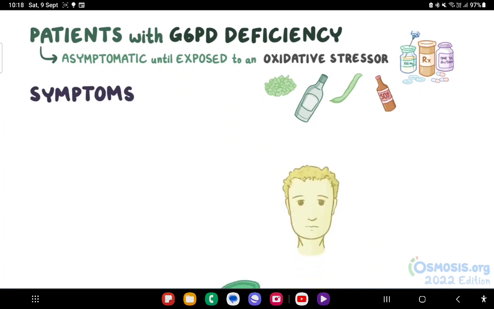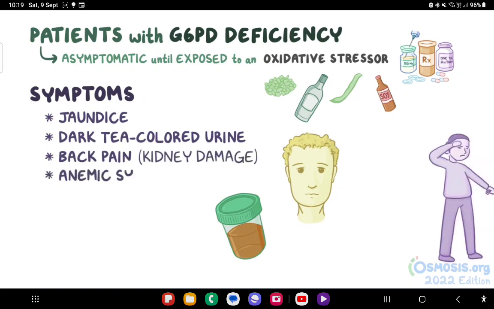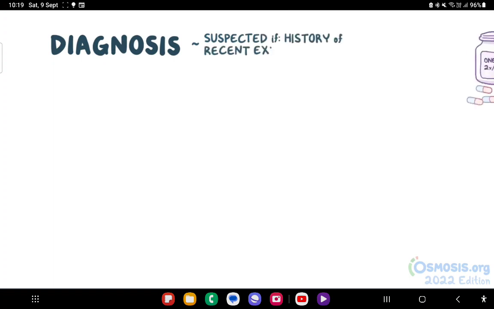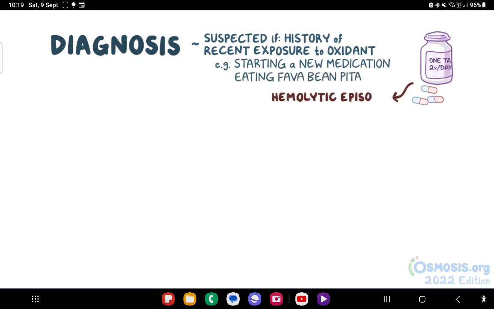Symptoms of acute hemolysis include jaundice, dark tea-colored urine, back pain due to kidney damage, and anemic symptoms like fatigue, hypotension, tachycardia, confusion, and others. The diagnosis can be suspected if there's a history of recent exposure to an oxidant, like starting a new medication or eating a fava bean pita followed by a hemolytic episode.